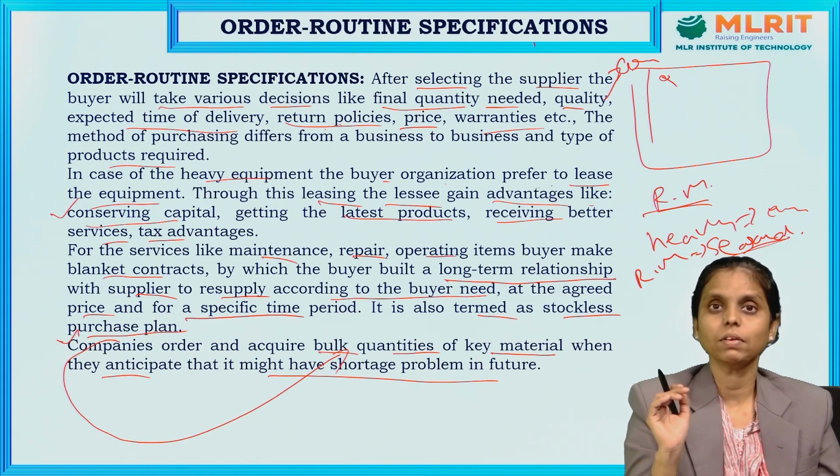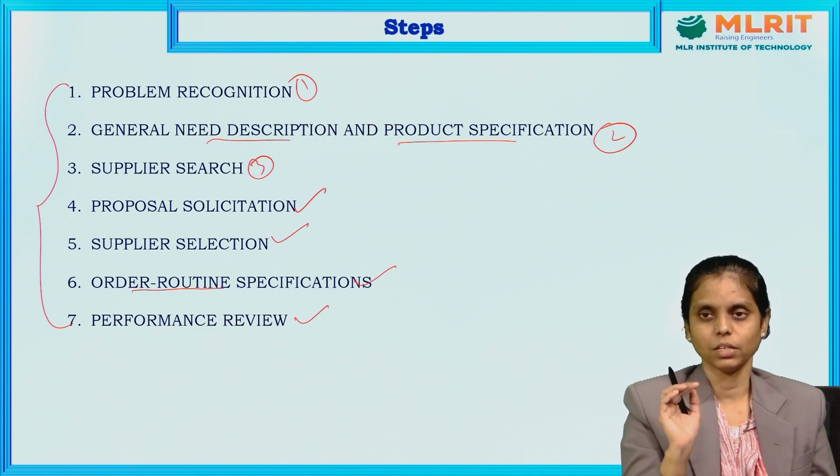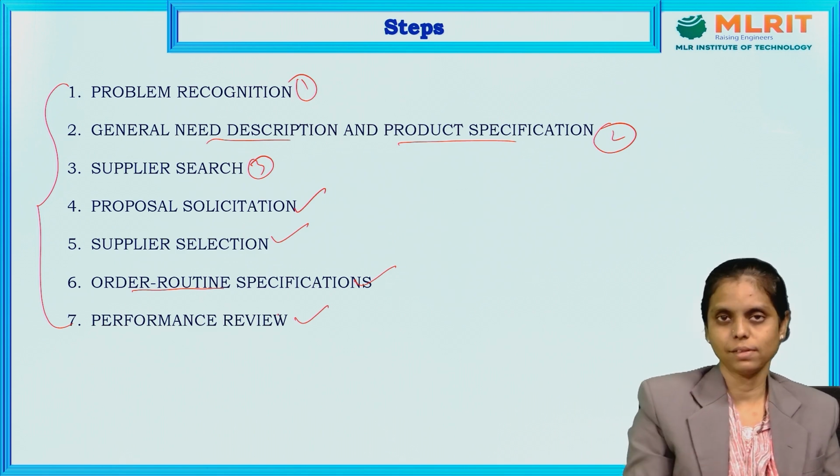So these are the various steps involved in the buying behavior of a business market. So, the 7 basic steps that we have.